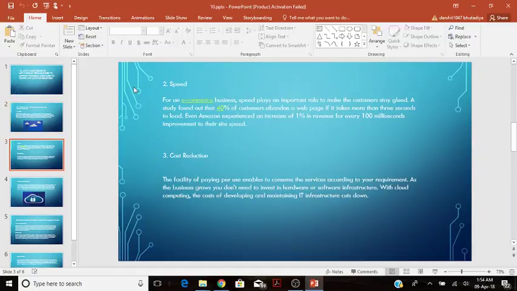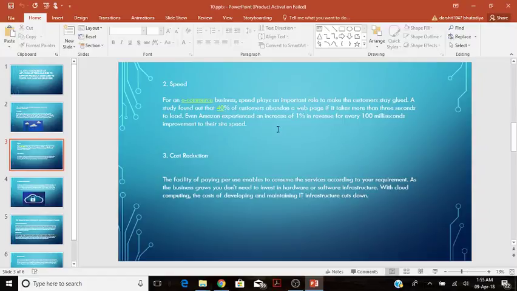Okay, so the second is speed. For an e-commerce business, speed plays an important role. For sure, speed plays an important role for all online things, whether it is an online portal or an online ordering system. A study found that 40% of customers abandon a web page if it takes more than 3 seconds to load. Even Amazon experienced an increase of 1% in revenue for every 10 millisecond improvement of their site speed. So speed is one of the biggest factors of e-commerce business.